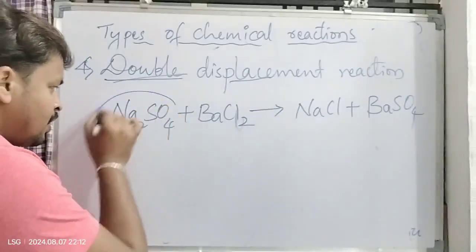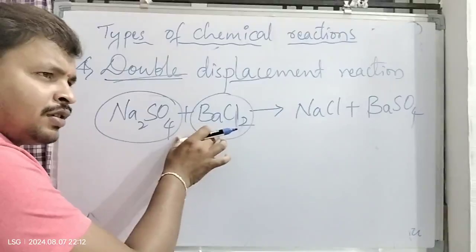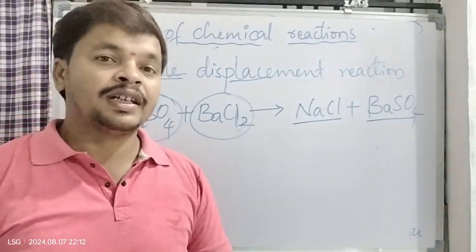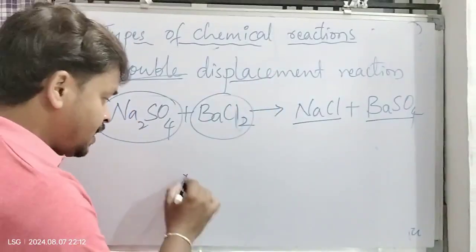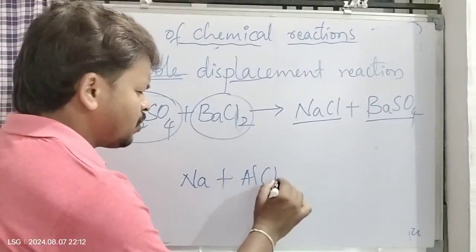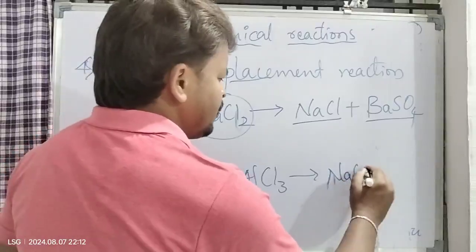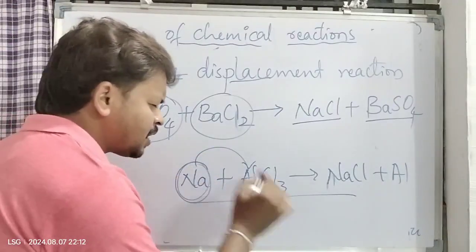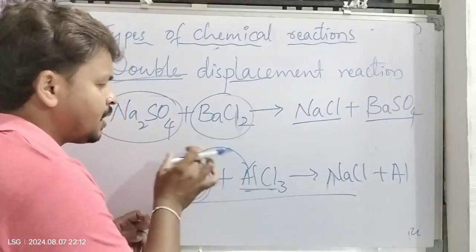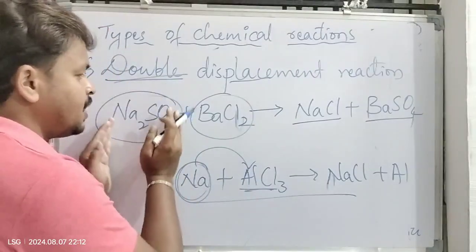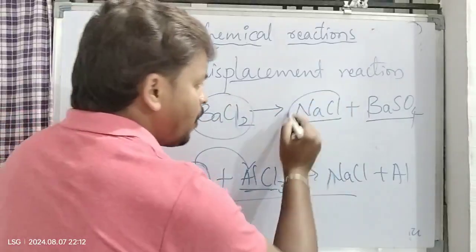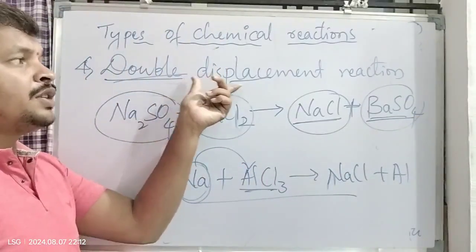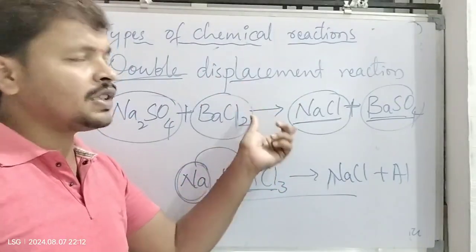Here, two compounds react with each other to form two new compounds with the mutual exchange of their radicals or ions. Radicals can also be called ions. In the displacement reactions that we have seen, aluminium chloride, NaCl and aluminium, one element can displace the other element from the compound. One element is reacting with one compound. But in double displacement, two compounds are reacting with each other to form two new compounds. Can you see here, new compounds we are seeing? That is double displacement, with the mutual exchange of radicals or ions.